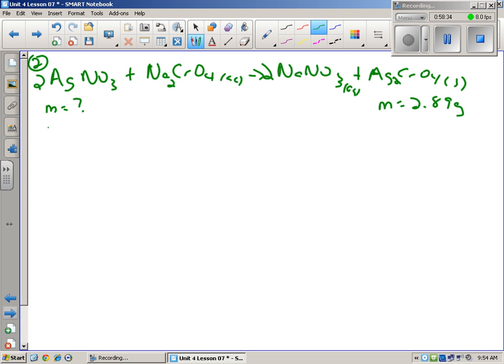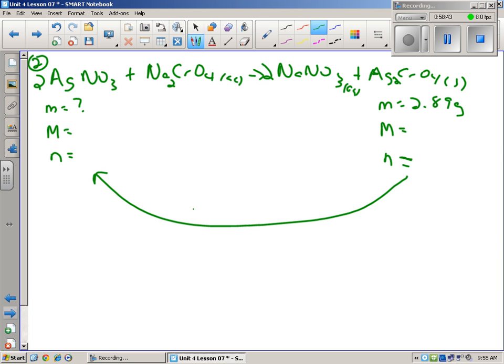So find the molar mass, find N. When you find N here, you've got to move it over to there, times it by 2, of course, because it's a 1 to 2, right? So times it by 2, and the molar mass should give you the mass. Should be okay. Okay?